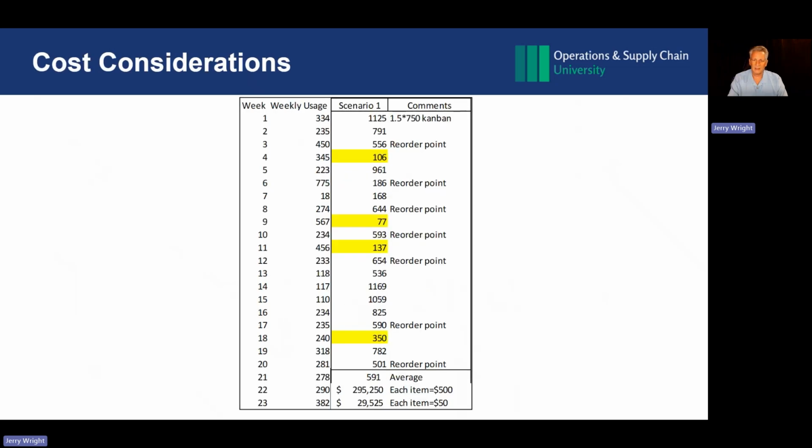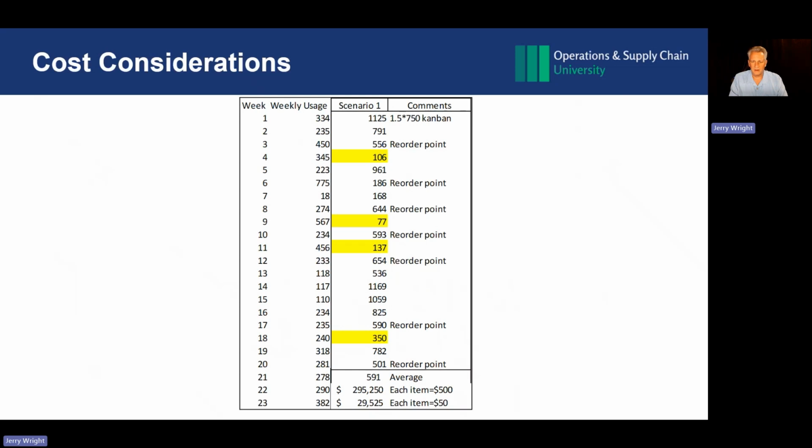Here's an example of the Kanban and how it runs from week 1 through week 23. You can see the usage, and you can see how much I have in stock. If you notice where the yellow is, I get kind of low, but I don't run out. Then I'm back up, and then I get low and I'm back up again, because I'm getting my different reorder points and my replenishments. I'm always in good shape.